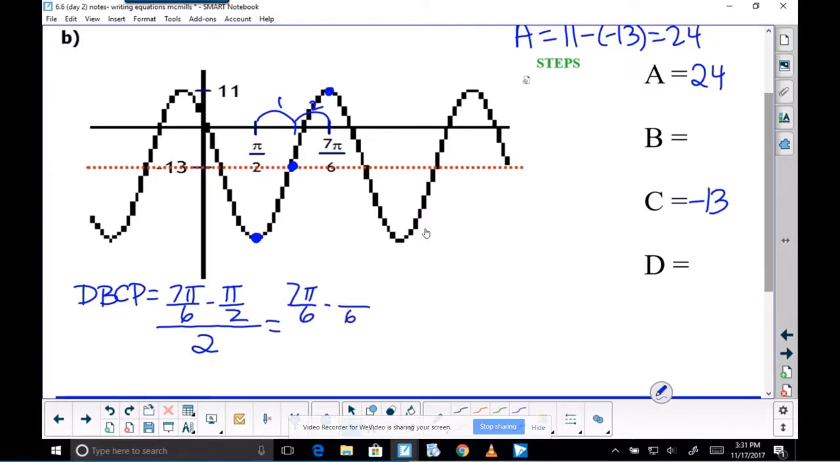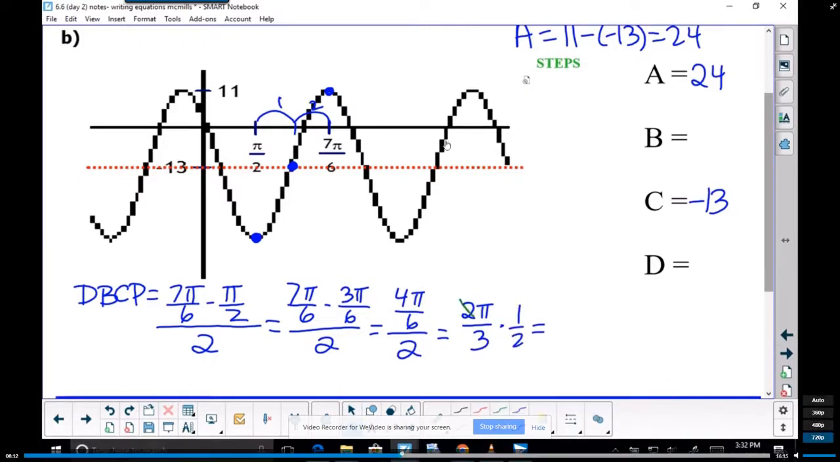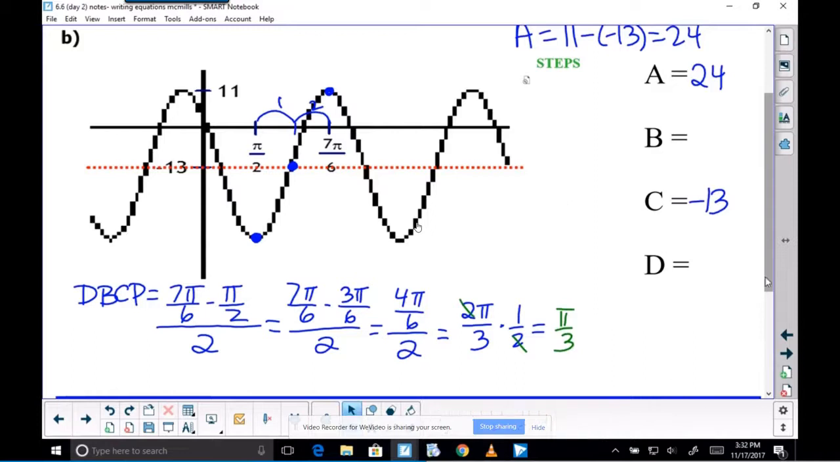And then I'm going to rewrite it with common denominator. So it ends up being 7 pi over 6 minus 3 pi over 6. So we have 4 pi over 6 divided by 2, which reduces to 2 pi over 3 times 1/2. Because if you're dividing by 2, it's the same thing as multiplying by a half. So now we've simplified this to have our distance between critical points be pi over 3.